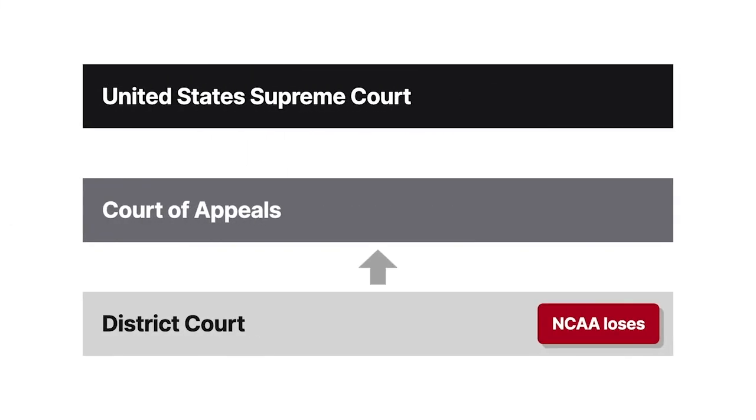The association appealed the injunction, arguing that the district court erred by conducting a rule of reason analysis instead of a quick look analysis. The Ninth Circuit disagreed and affirmed the district court's ruling. The Supreme Court granted cert.